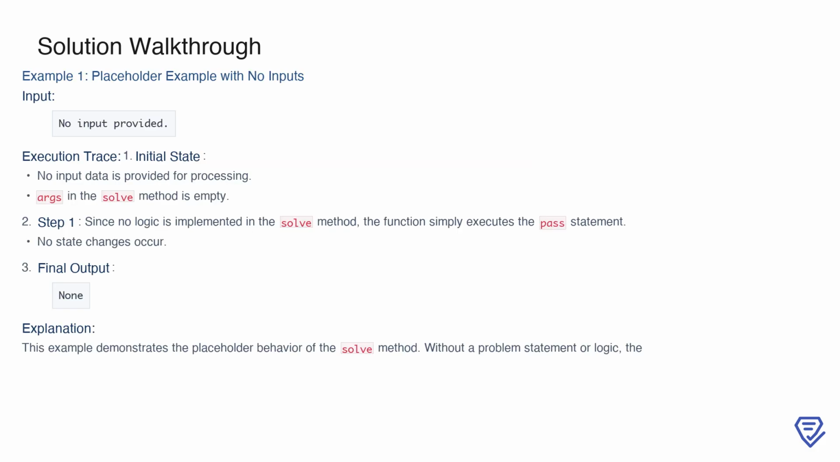Here, we start with a placeholder example of the solve method being called without any inputs. Since no data is provided, the args parameter in the method is empty. When the function runs, it simply executes the pass statement, meaning no operations or changes occur. As a result, the method returns None. This example highlights the initial behavior of the method when there's no input and no logic is implemented. It effectively does nothing and provides no output.